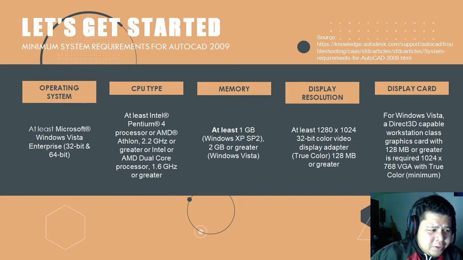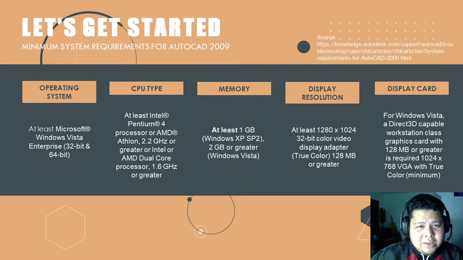Okay, so if we are going to study AutoCAD, I would recommend na at least 2009 po ang ating gamitin kasi marami na pong latest versions na lumabas. Okay, so at least po sana ang ating operating system ay Windows Vista, okay, either 32 or 64-bit, okay, at least Intel Pentium 4, okay, ang ating processor, at least 1 gig, okay, pero recommended talaga is 2 gig, pero bare minimum is 1 gig na memory.